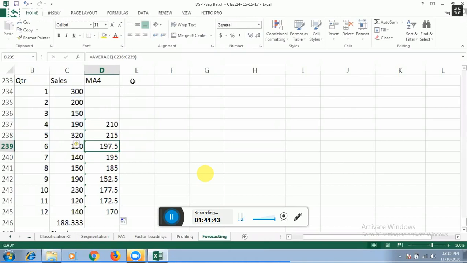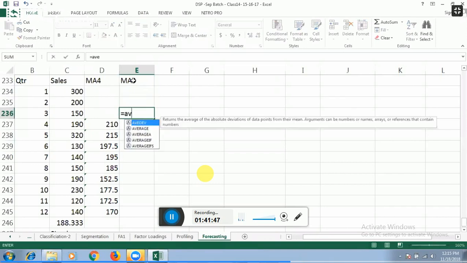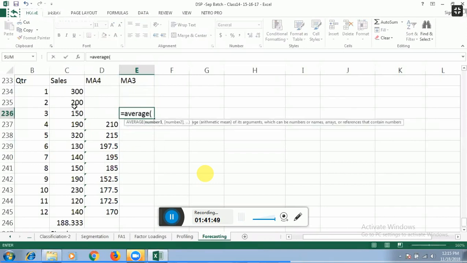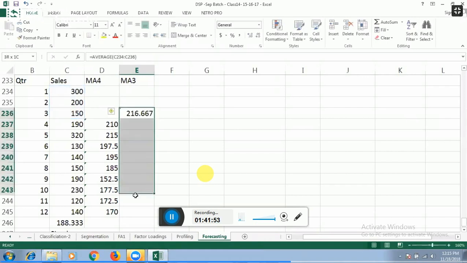And if I take a moving average 3, it is the average of the last 3 time periods. This is what we call a moving average of 3.